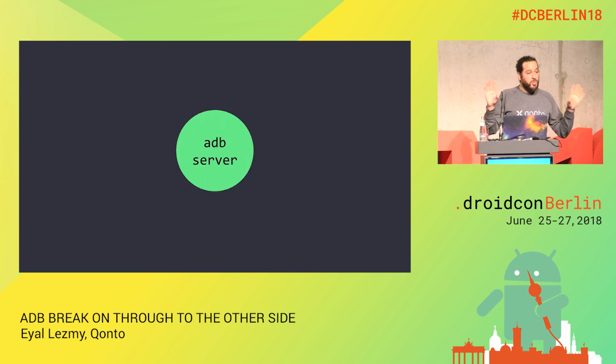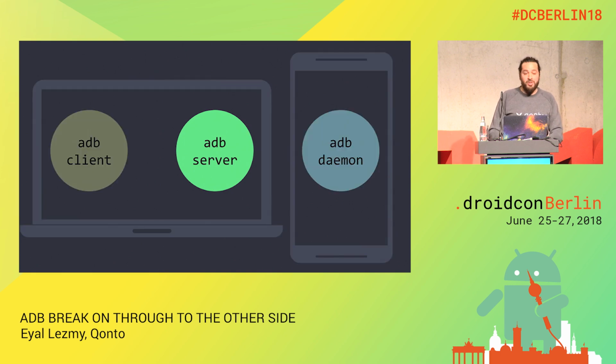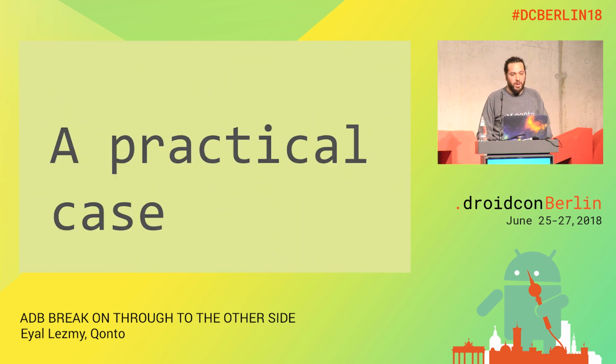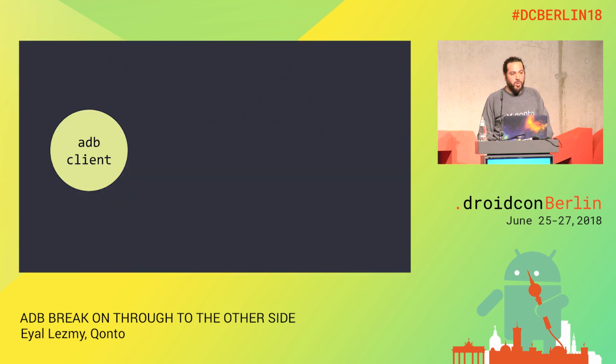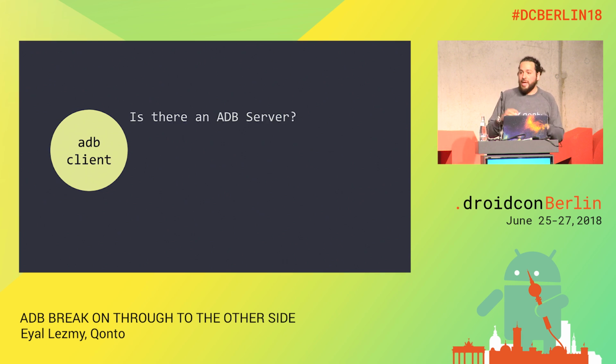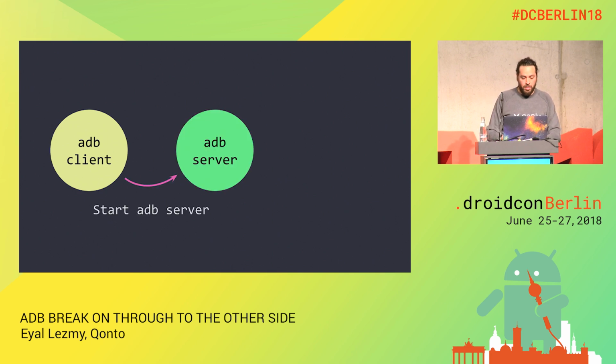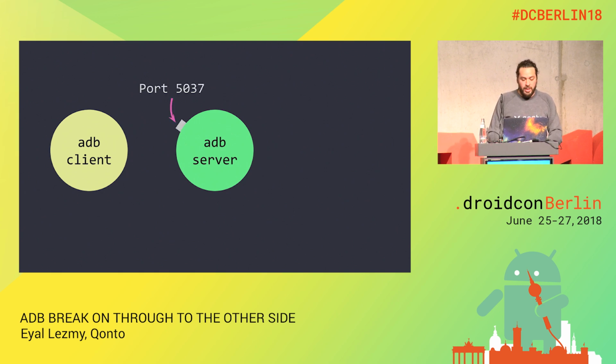In the middle of these two elements, you have the ADB server. And actually, the ADB server is the real bridge of the Android Debug Bridge. It will link the client and the daemon. So let's take a practical case. When you are running a command, you are executing the ADB client. And the first thing that the ADB client does is ask itself, is there an ADB server running on this computer? If it's not the case, of course, it will start the ADB server. And what the server will do is open a TCP server on port 5037.